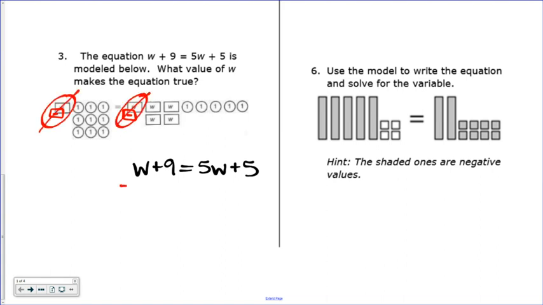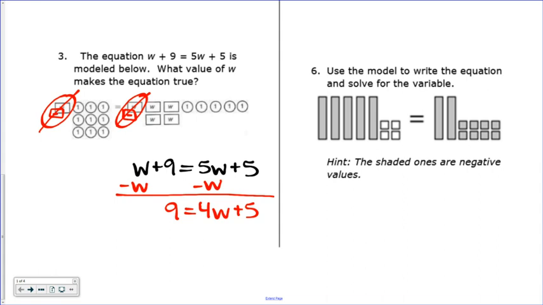Same thing down here for your equation. It's the same thing as subtracting 1W from both sides. And you're left with 9 equals 4W plus 5. And that matches what our algebra tiles say. Okay? Now I need to move all of my numbers to one side of my equation. Since I moved all my variables to the right, I'm going to move all of my numbers to the left.